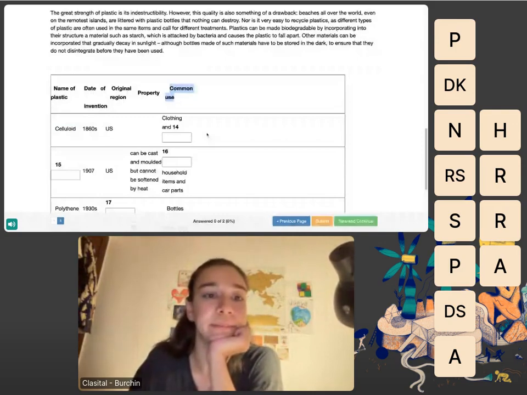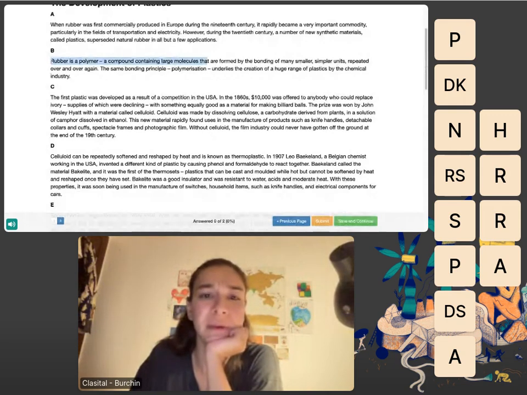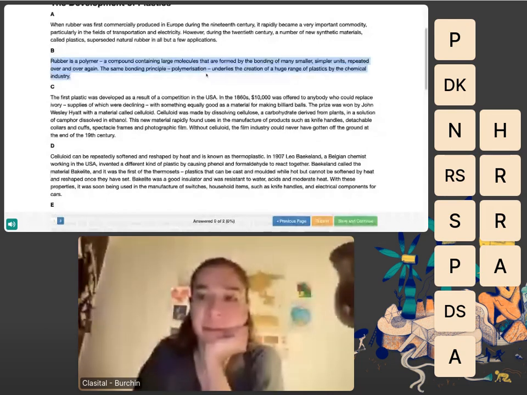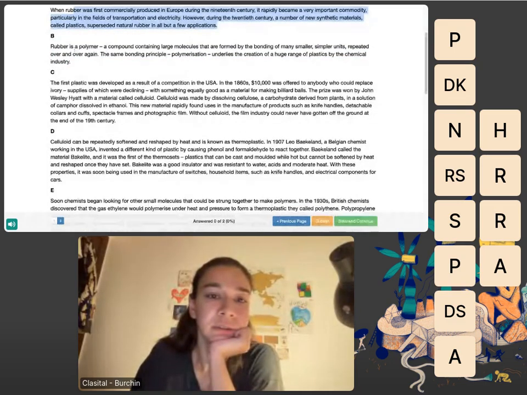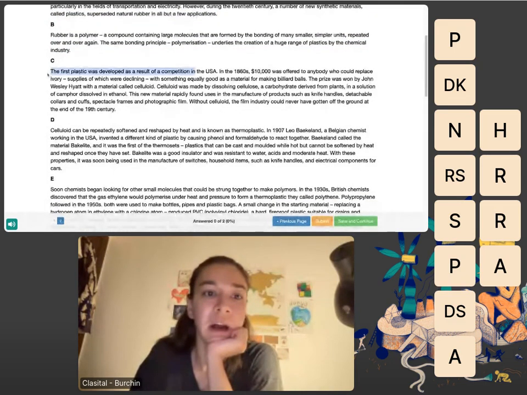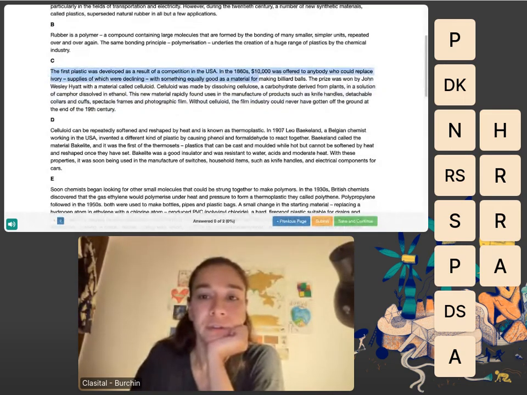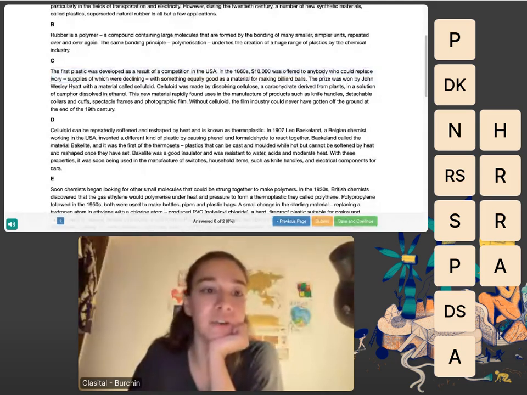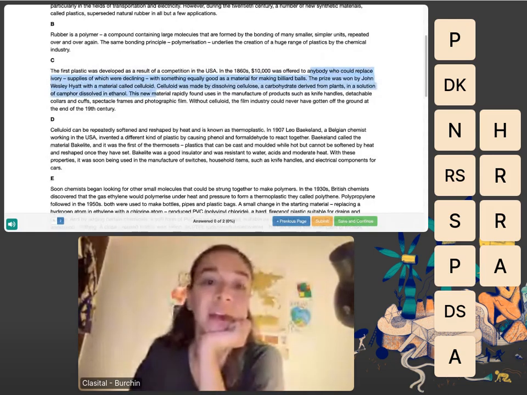Let me find the celluloid. Polymerization. I don't know. I haven't looked at it here, but plastic, rubber, ivory, supplies of which were declining, of course. The billiard balls. The prize was won by John Wesley Hyatt with a material called celluloid. We have found our keywords.